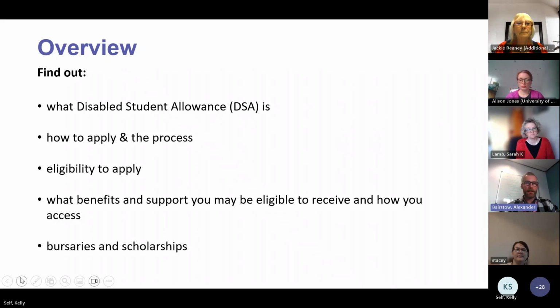The things that we are going to be covering today is an overview of the disabled students' allowances, how to apply, what the process is, your eligibility for applying. We also want to cover the benefits and the support that you may be eligible for when you start in higher education, and we'll cover a little bit at the end about bursaries and scholarships, which is the free money that you may be entitled to as well.